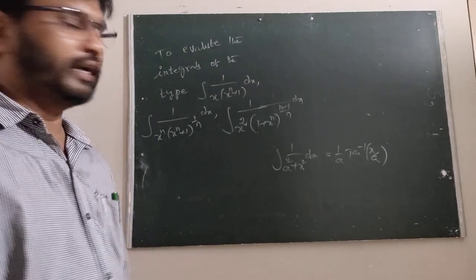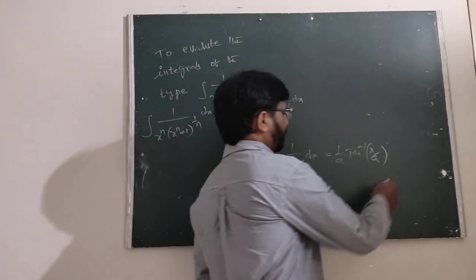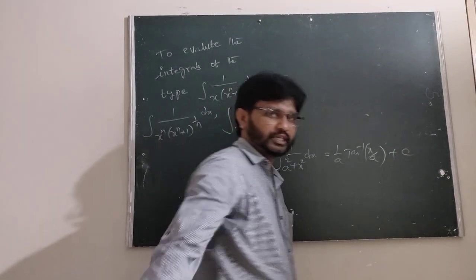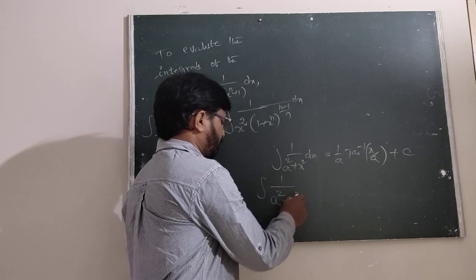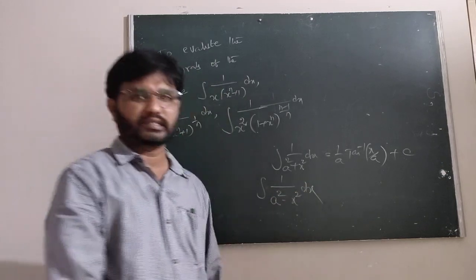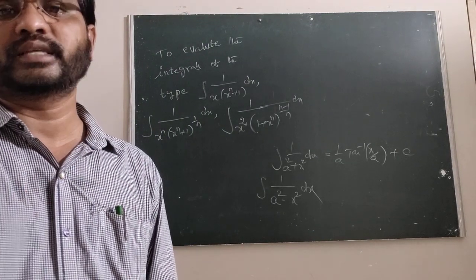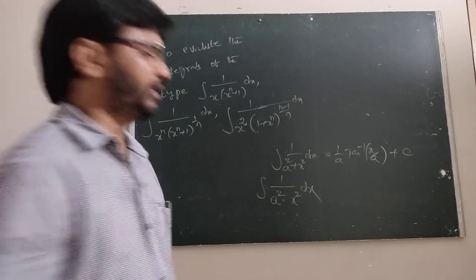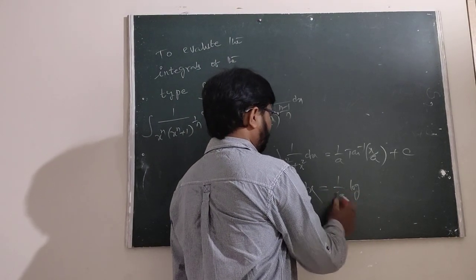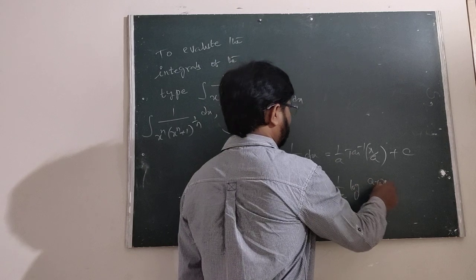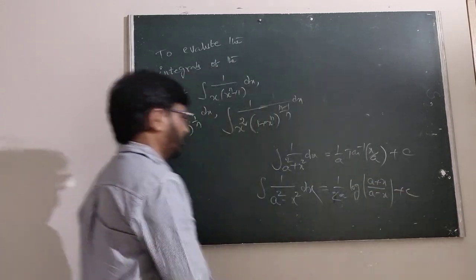So the integral of 1 by a square plus x square dx, we know, is 1 by a tan inverse of x by a plus c. And the next one, the integral of 1 upon a square minus x square into dx, is of the form 1 by 2a log mod of (a plus x) by (a minus x) plus c. Therefore, this is 1 by 2a log mod of (a plus x) whole by (a minus x) plus c. This is the second one.